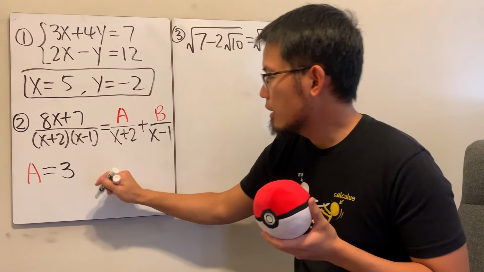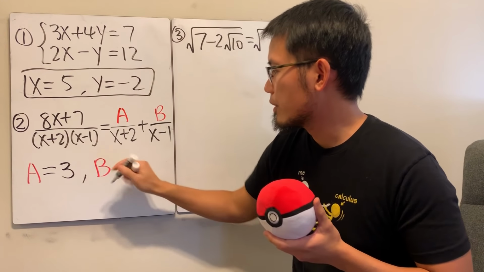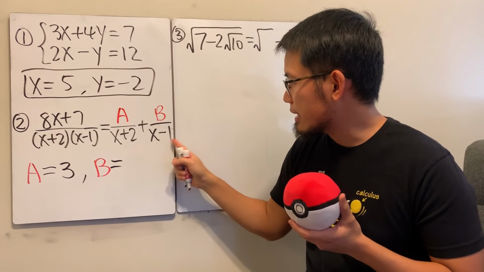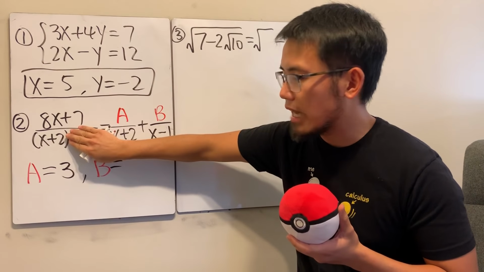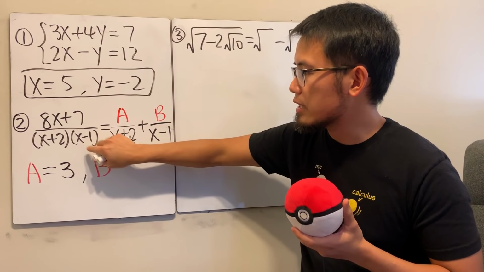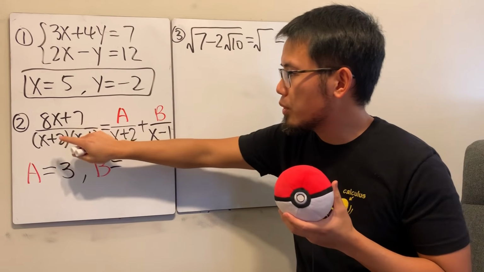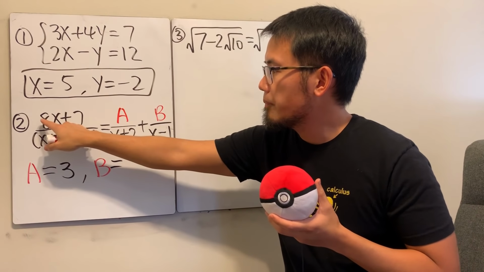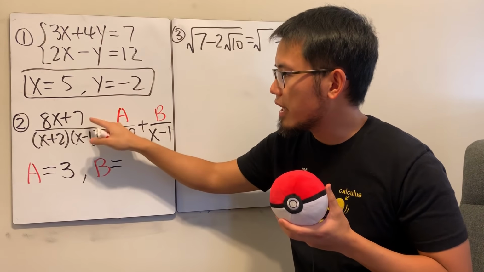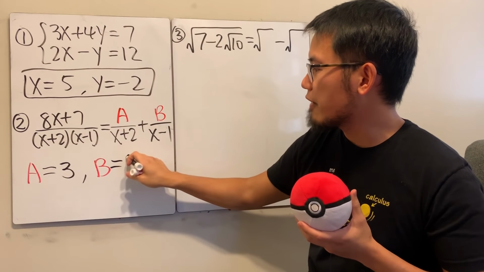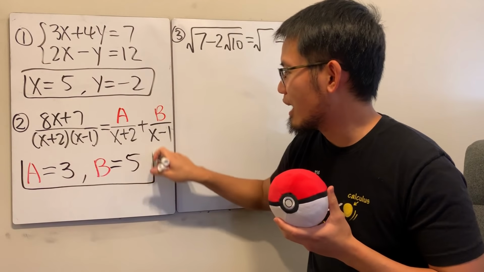Right? All right, and then for b, the denominator is x minus 1. We come back here, cover this up, and how can we make x minus 1 equal to 0? X has to be 1, yeah? And then just put a 1 in here and here. So you see, 8 times 1 plus 7 is 15, over 1 plus 2, which is 3. 15 over 3, we get 5. And then with that, we are done.